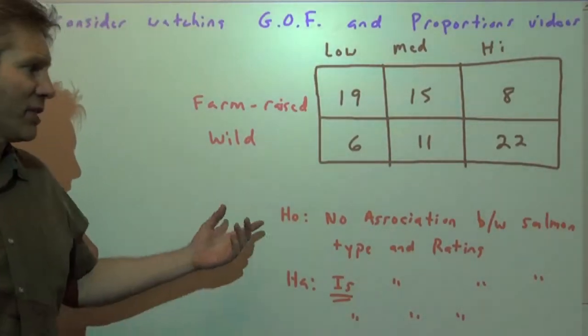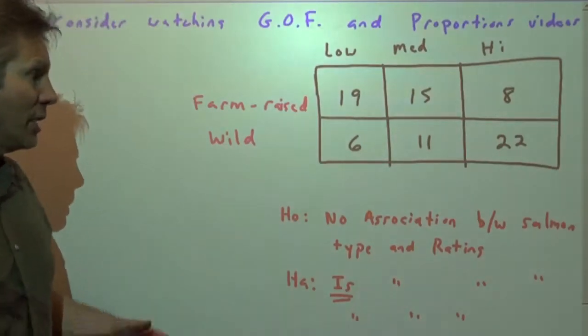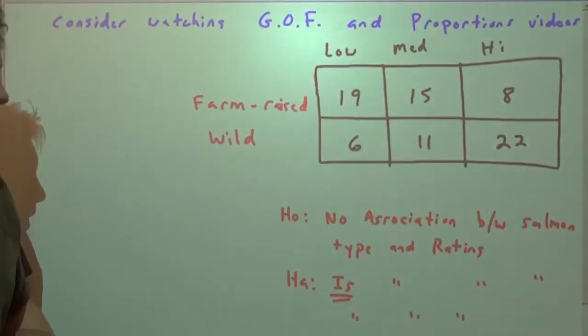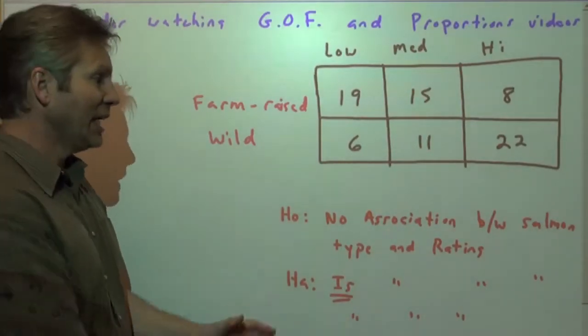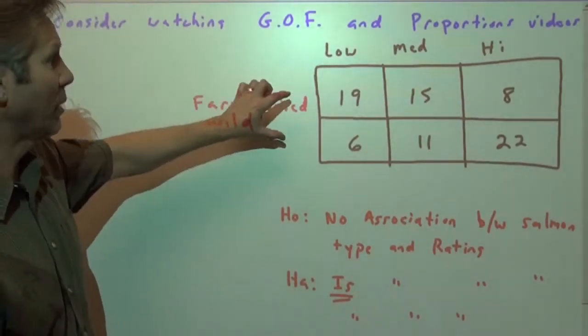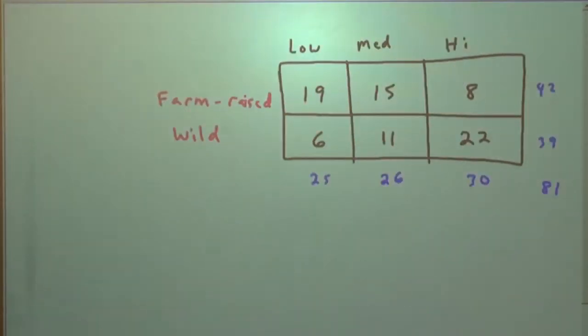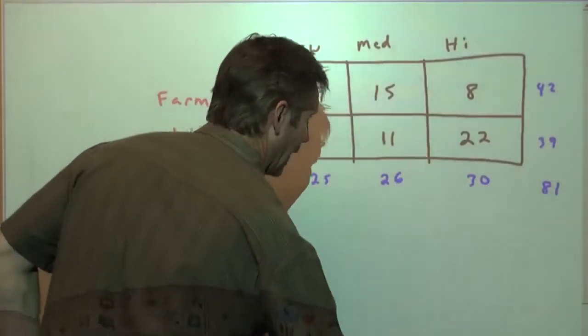In a chi-square test, the null is that there's no association between the type of salmon and the rating that they get, and the alternative is that there is an association. So basically, if there's no association, it doesn't matter which type it is, the distribution should be about the same. So then we do this like the other chi-squared tests.